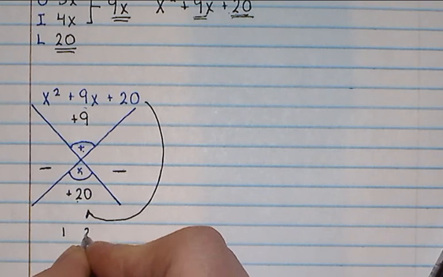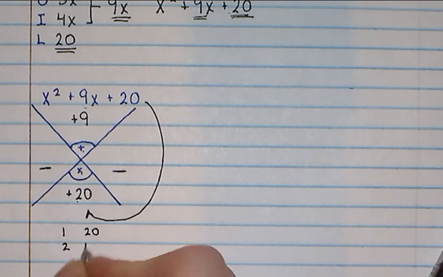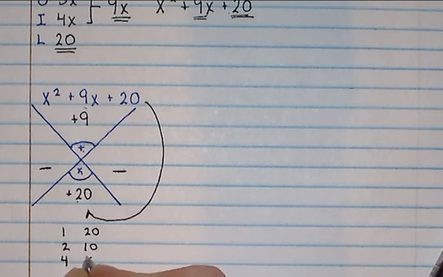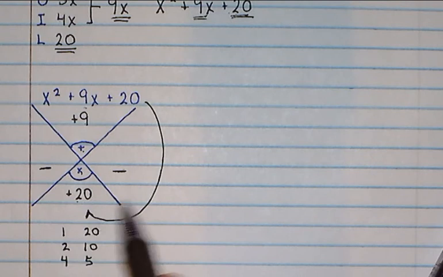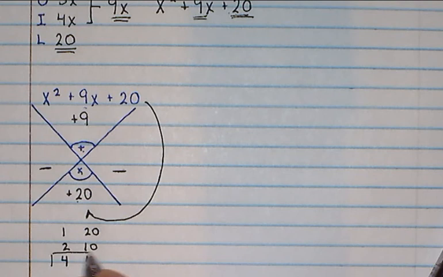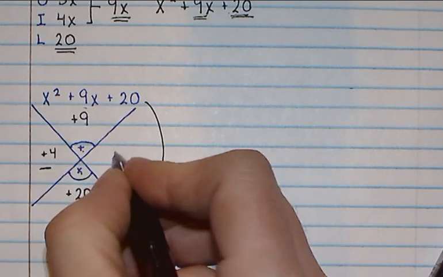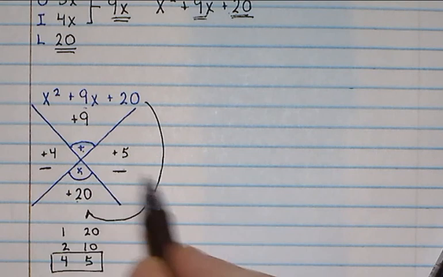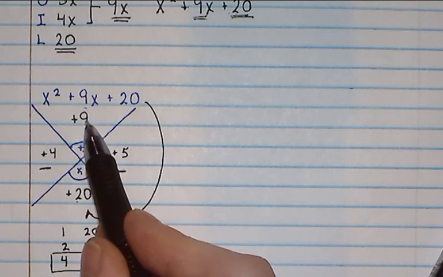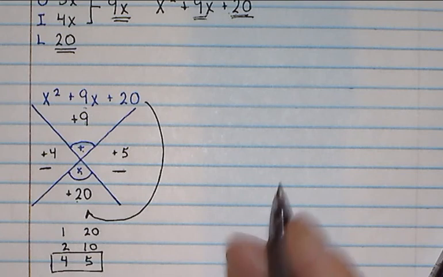My first step is to list all of the factors of 20. 1 and 20, 2 and 10, 4 and 5. Those are all the possibilities of two numbers that would multiply to get 20. Now I simply need to look at these factor pairs and say which pair, if I added them together, would give me positive 9. Well, obviously the 4 and the 5 would. A positive 4 and a positive 5 would add to give me a positive 9, and they would multiply to give me a positive 20.